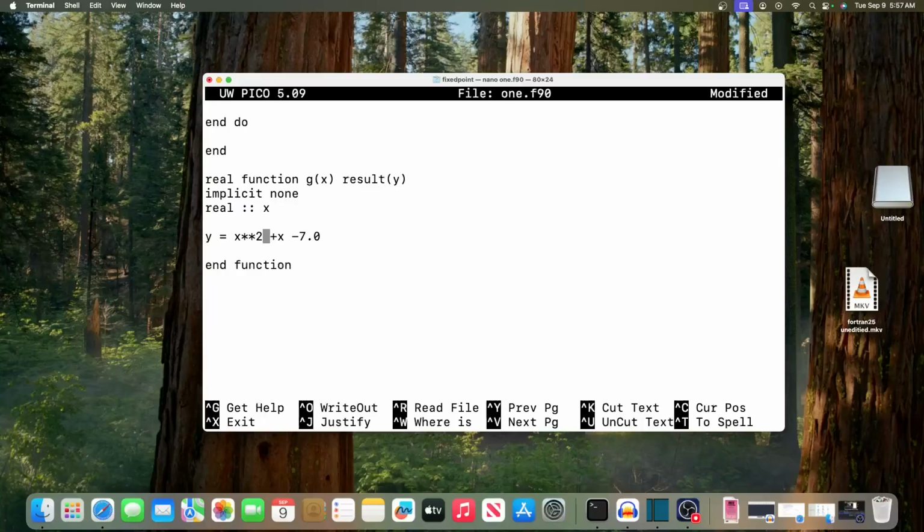So my g of x value, in this case, is x squared plus x minus 7. I'll put that number into the y variable, which is allegedly the thing that's going to get passed back as the function value. Let's see if my memory is correct by trying to compile this and then running it if it compiles.